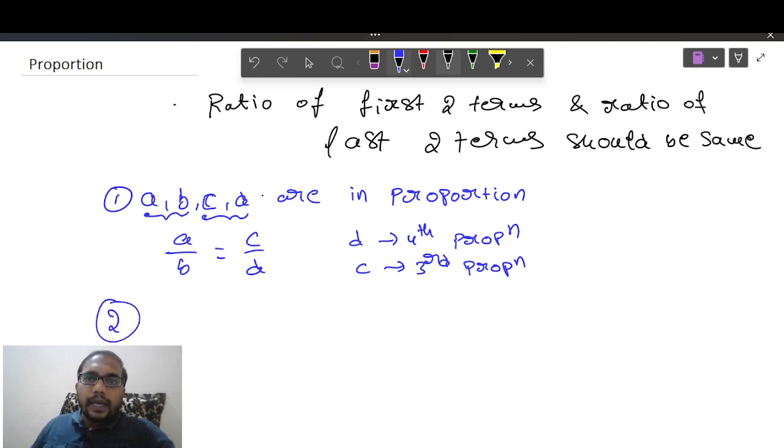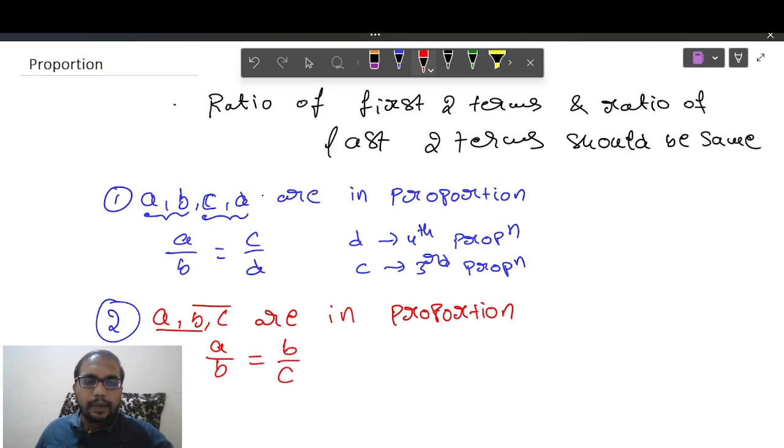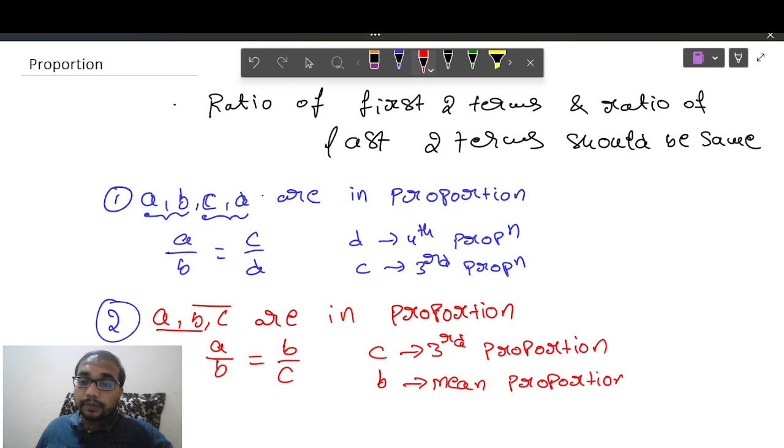For example, A, B and C are in proportion. The first two terms are A and B. The last two terms are B and C, B by C. That means A by B is equal to B by C. C is called, as I already told you, the third proportion. B is called the mean proportion. Remember this, mean proportion.